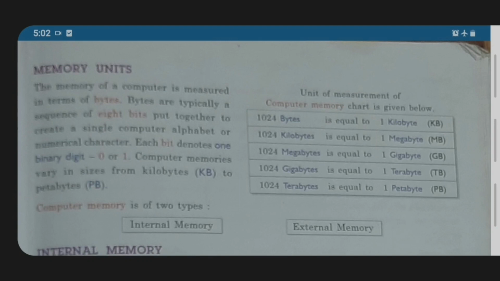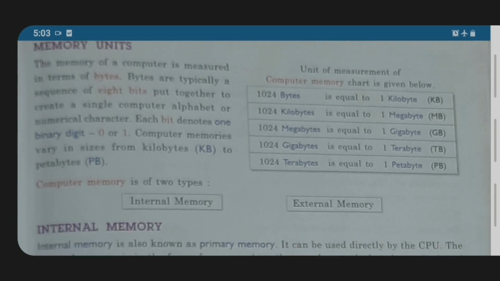1024 bytes is equal to 1 kilobyte. 1024 kilobytes is equal to 1 megabyte. 1024 megabytes is equal to 1 gigabyte, and 1024 gigabytes is equal to 1 terabyte. These all are the units to measure the memory.